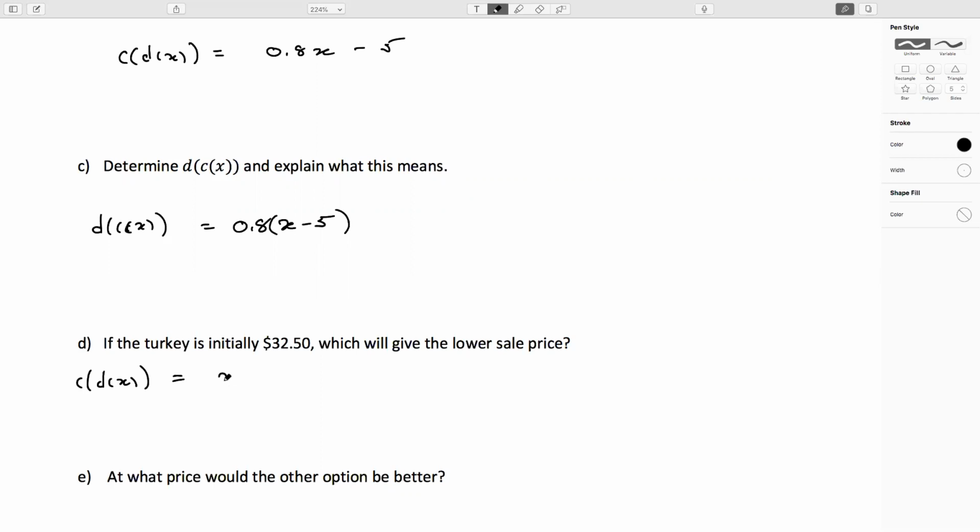C of D of x is going to be 0.8 times 32.50 minus 5, which is going to be $21.